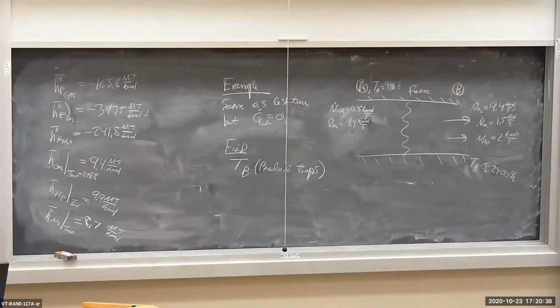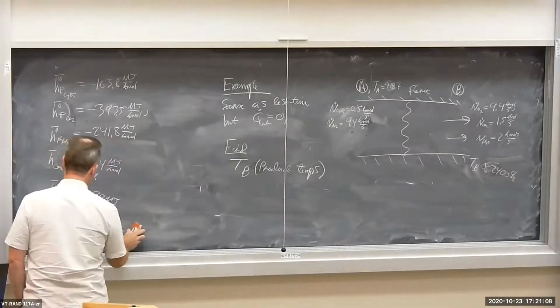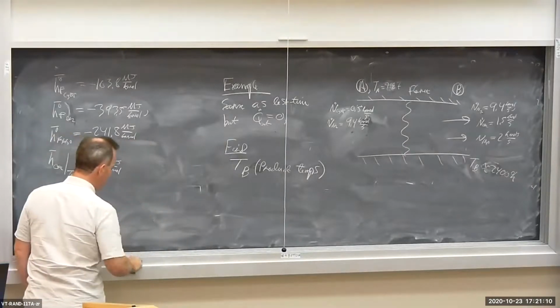In fact, they're usually not running stoichiometric either. The more air we put in compared to the fuel, the leaner the mixture, the cooler the outlet temperature will be. So most combustion chambers don't run stoichiometric, and the outlet temperature, TB, is liable to be a lot lower than the maximum temperature, which is what we see here.